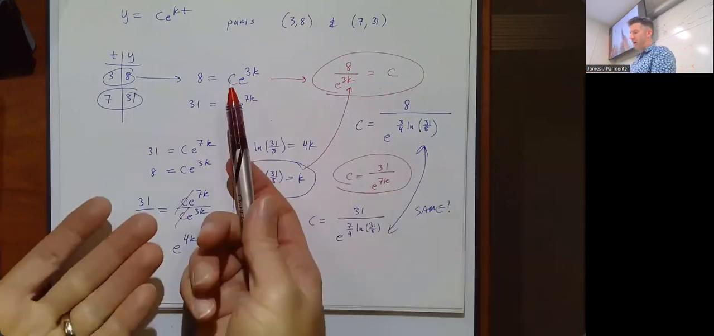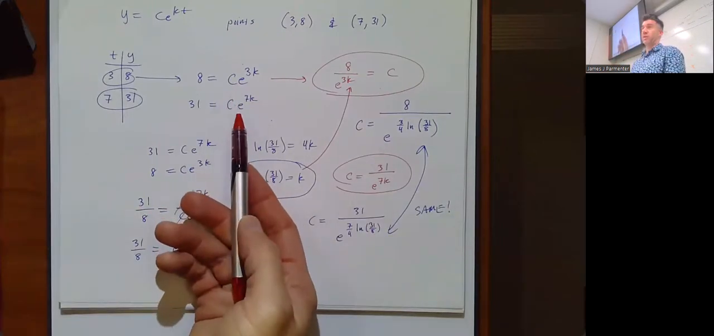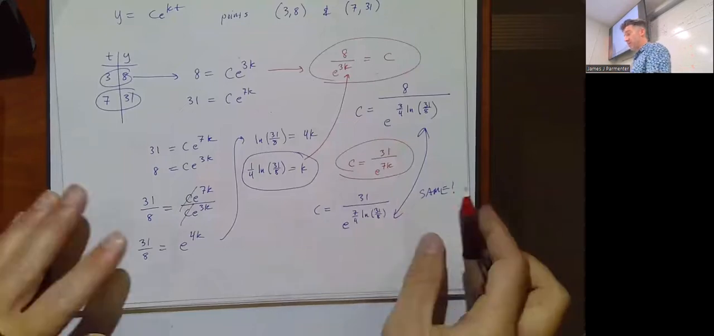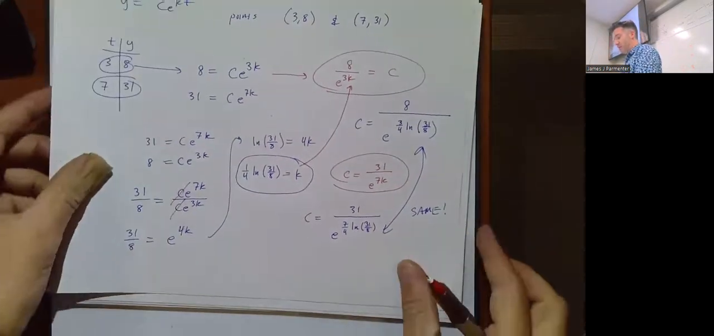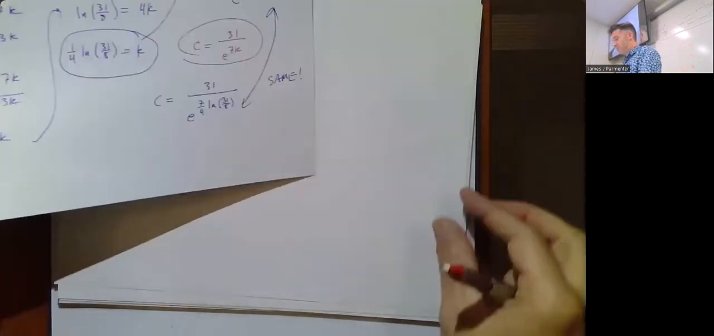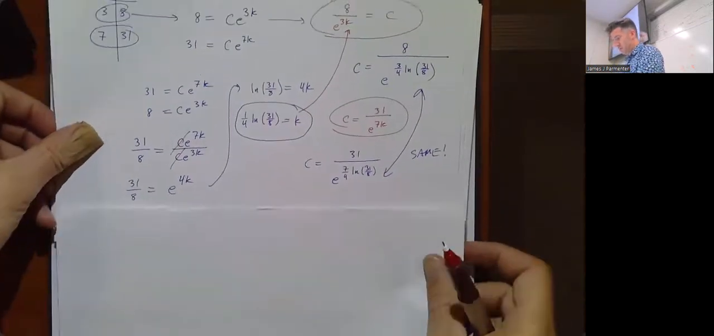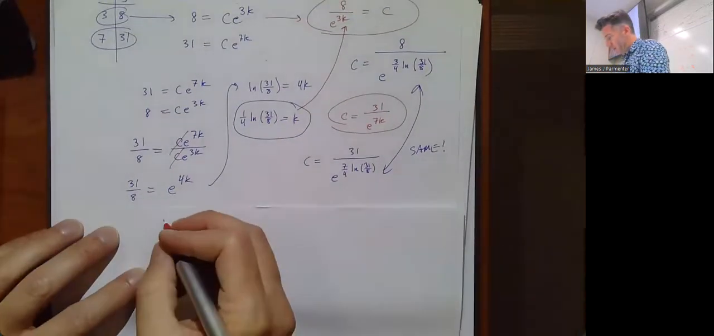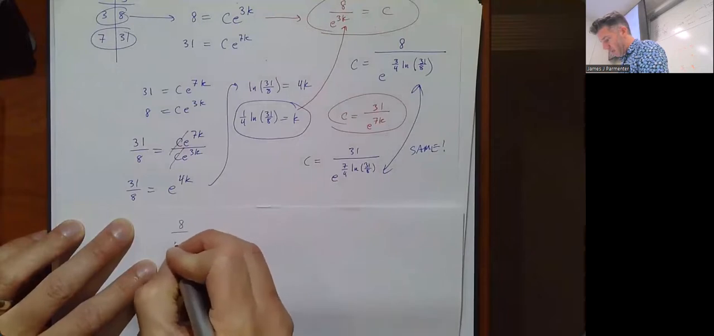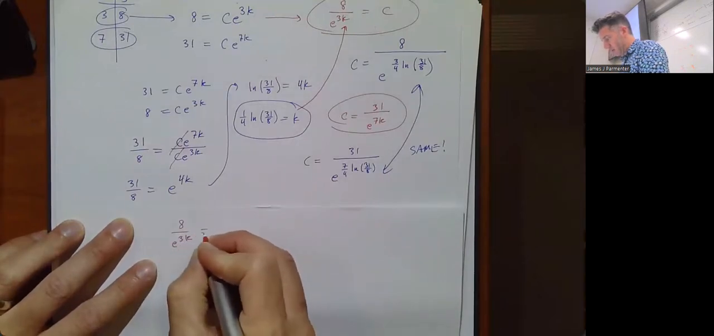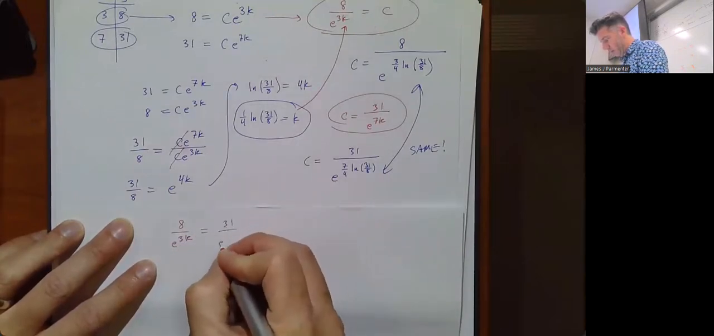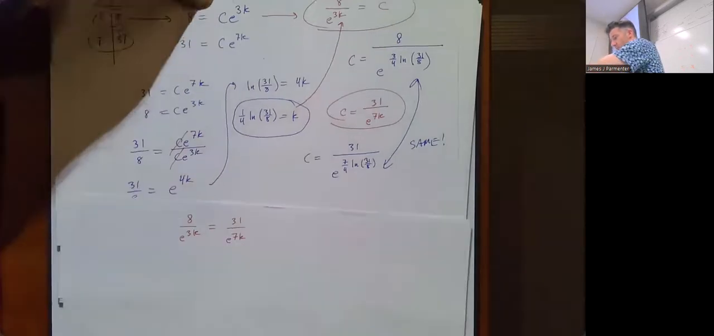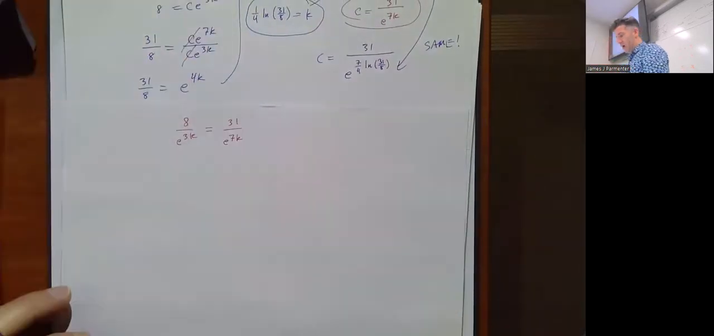I was like, well, what do I got? I've got something here. I can solve both of those for C, and I can set them equal to each other. So I set them equal to each other. Here's what happens. So let's see, what do I got here? 8 over e to the 3k equal to 31 over e to the 7k. Well, I want to solve for k.